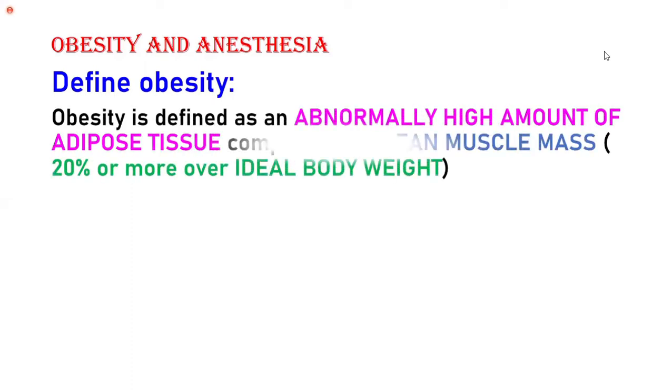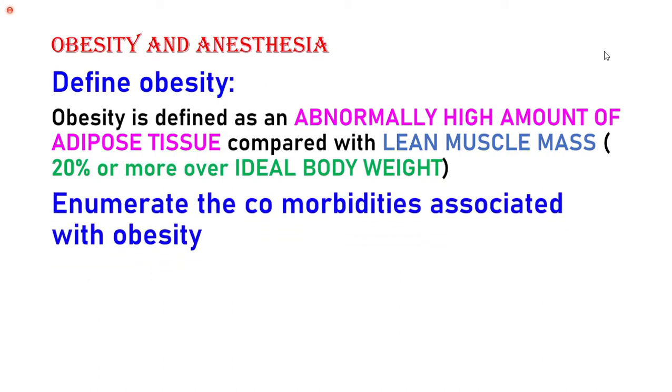How do you define obesity? What is the definition of obesity? Increase in body weight, and body weight exceeds greater than 10% of the ideal body weight. Which book is giving this definition? So obesity is defined as an abnormally high amount of adipose tissue compared to lean muscle mass, or 20% more of ideal body weight, not 10%. Okay.